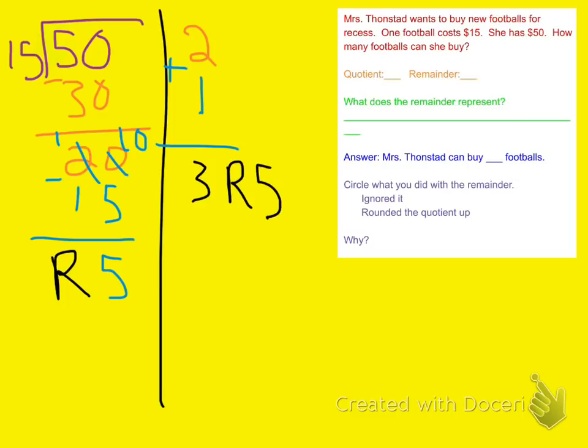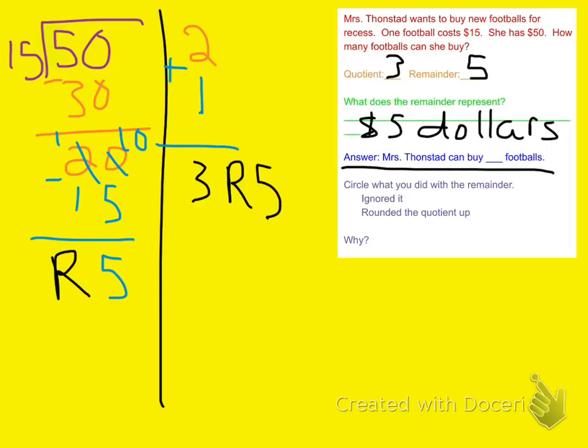Okay, now on your assessment page, you're going to write the quotient in there, which is the whole number when we added, not our remainder. This is the quotient. So we're going to write a 3 there, and then the remainder is 5. Okay, the next step asks, what does the remainder represent? And in our case, it represents the extra $5. Because remember, we were dividing money. Okay, the next question down here in the blue, we're actually looking for the answer. It says, Mrs. Thonstad can buy how many footballs?